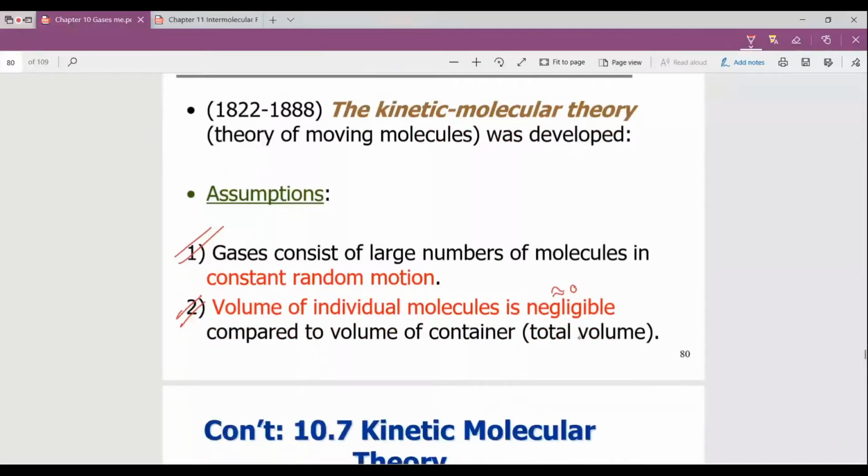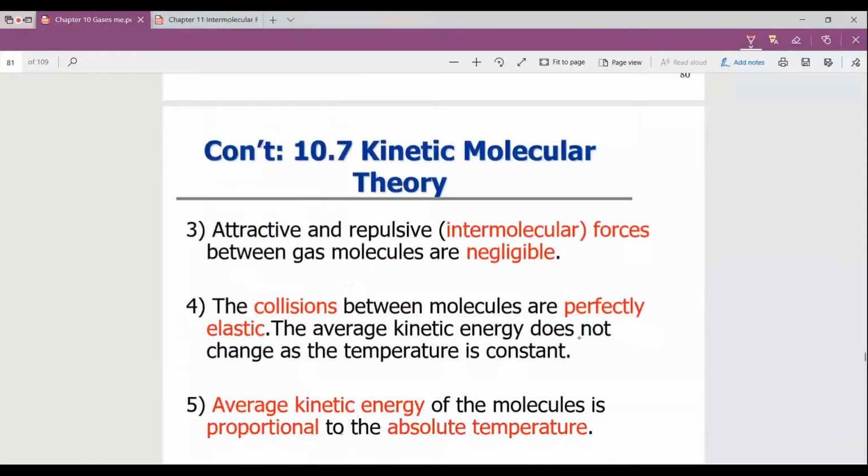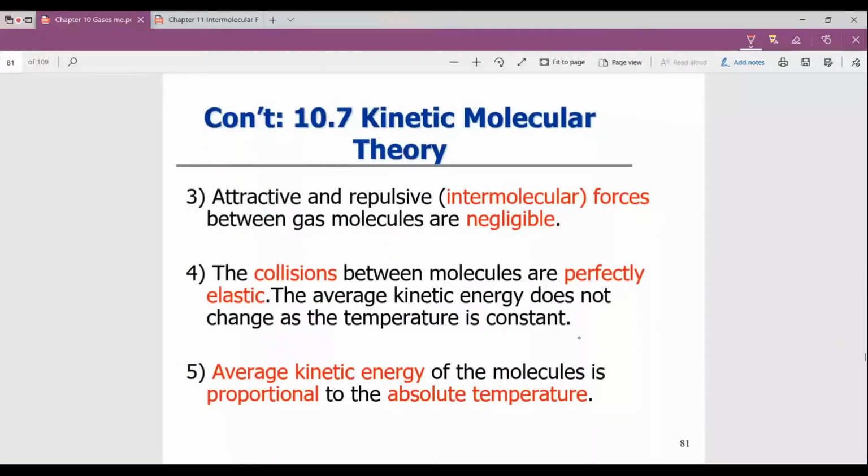And next is about the attraction and repulsion forces: the intermolecular forces between gas molecules are negligible, but it might matter if they are at different temperatures. That means temperature will affect the intermolecular forces. We'll look at that after this.